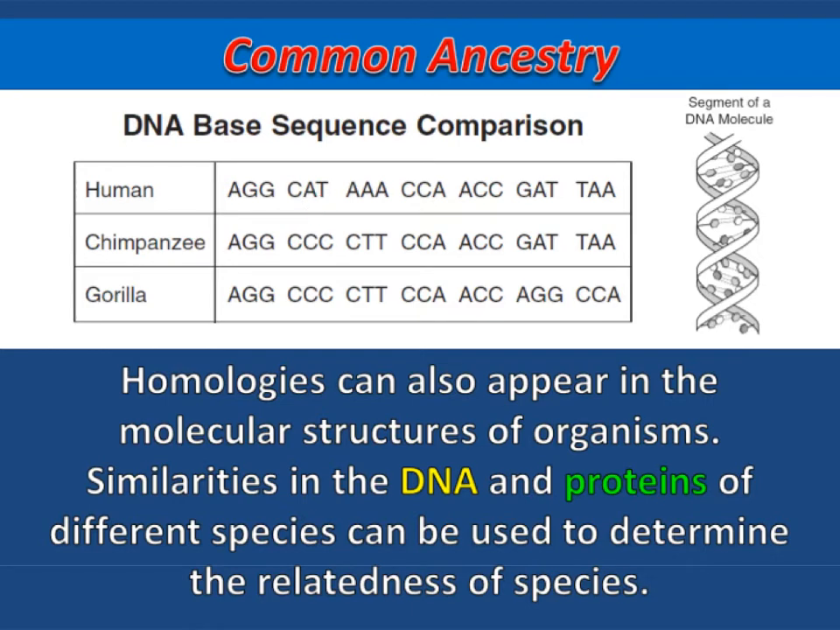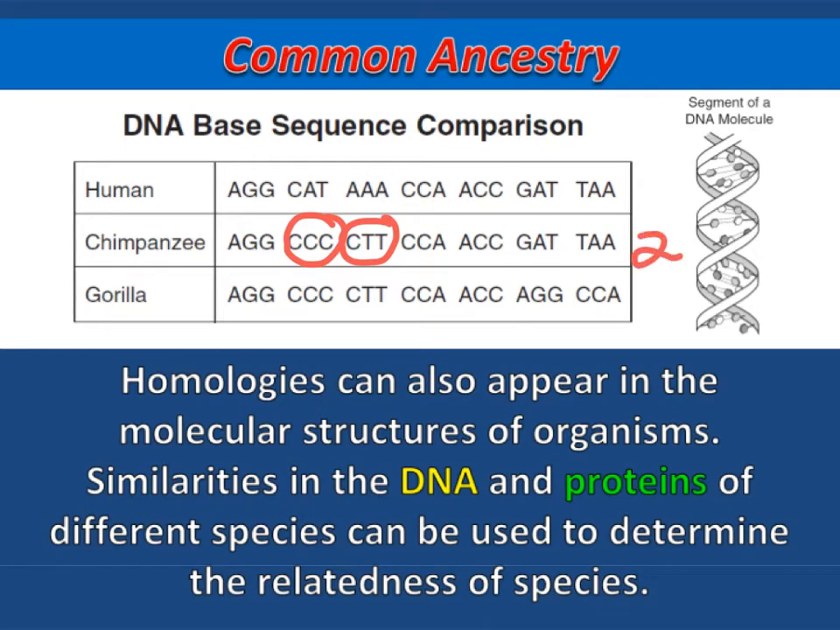Humans, CAT, but chimp is CCC. So, I'm going to circle that. That's a difference. Let's look at the third codon. The human has AAAA, whereas the chimp has CTT. So that's a different one too. So I'm circling all the differences. Now the next codon, CCA, same, and same. So they only have a total of 2 differences between one another.